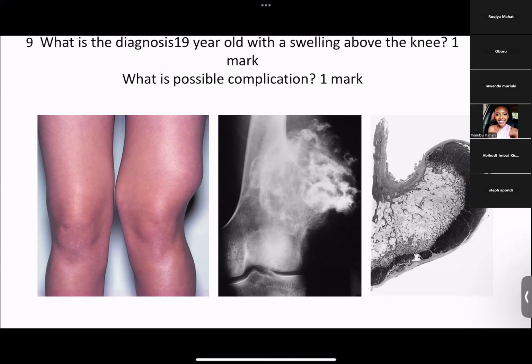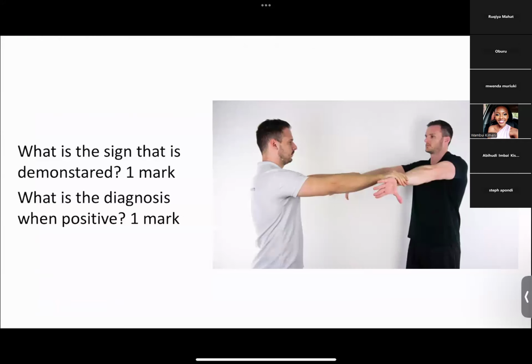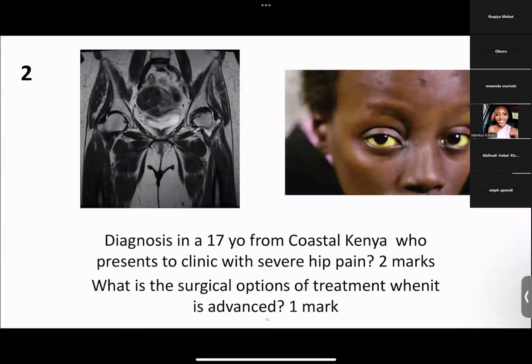What are the two possible complications? It can compress the structures nearby, but also it can turn malignant, which is very, very rare, but possible. What sign is demonstrated here? So guys know all the signs. This is a Jobe's test, okay, or empty can test. And you're basically checking if there is power in the supraspinatus, okay?